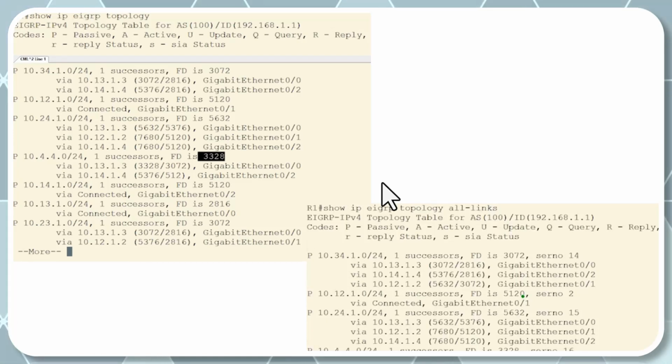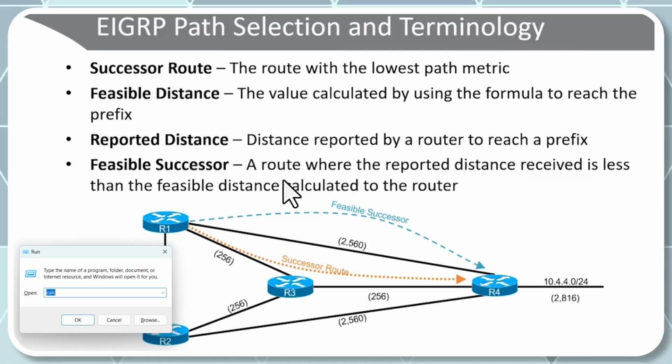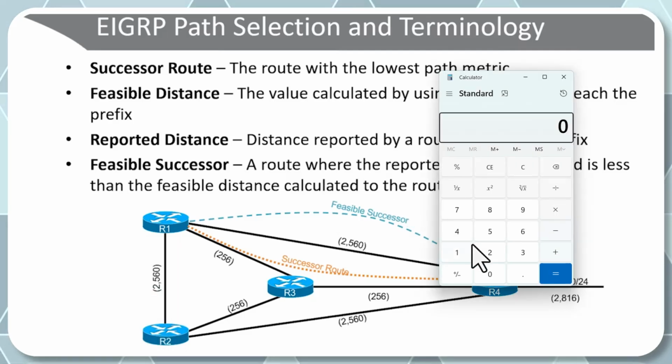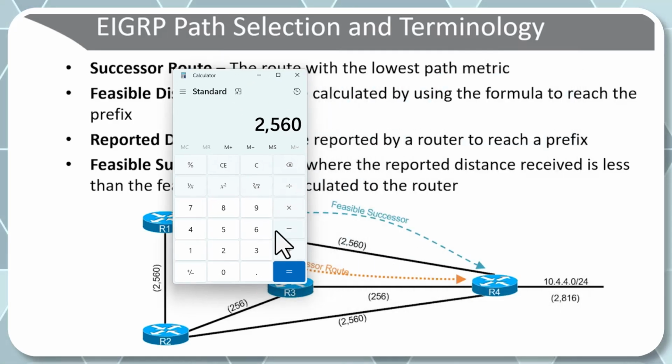Now one more thing is there. They have given you can go via here, so this is my primary route, or you can go via here. How did we get this 5376? If we again open the calculator and add 2560 plus 2816 is equal to 5376. So this path is my successor route, and this is my feasible successor.